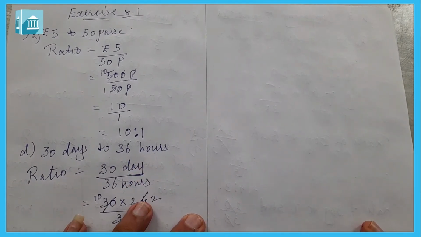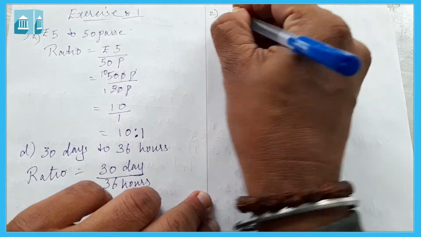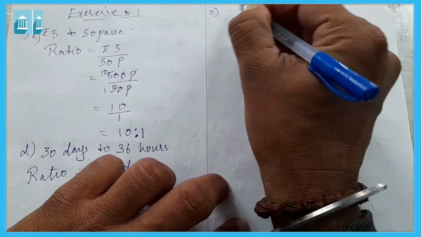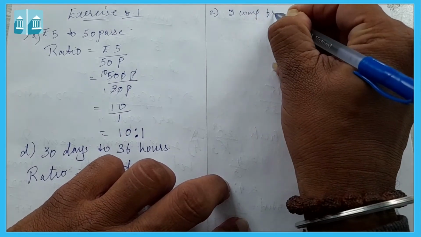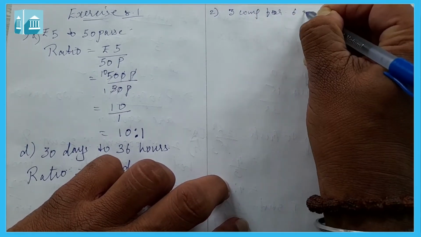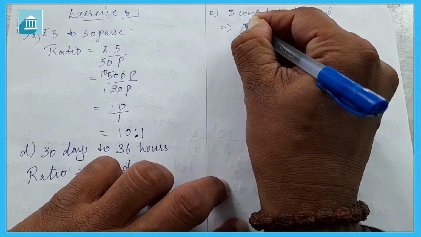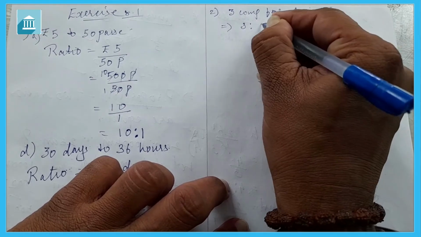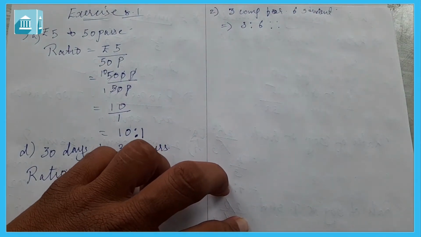Let us see question number 2. Question number 2, it is given in a computer lab there are 3 computers for every 6 students. How many computers are needed for 24 students? Here it is given that 3 computers for 6 students. It means we can say the ratio is 3:6, and we have to find how many computers are needed.